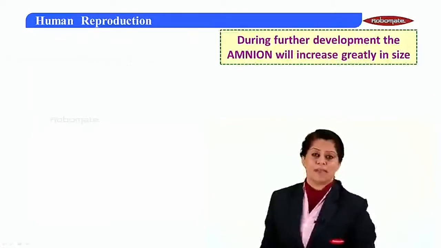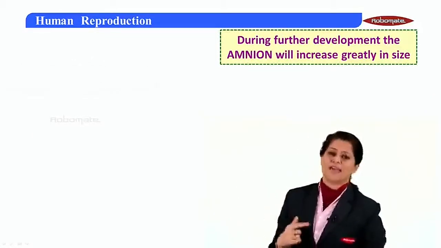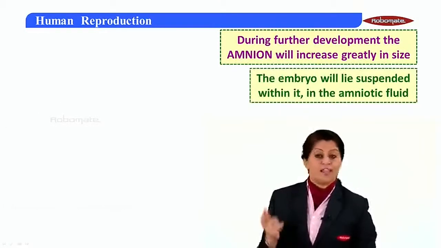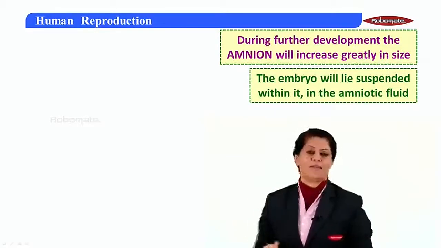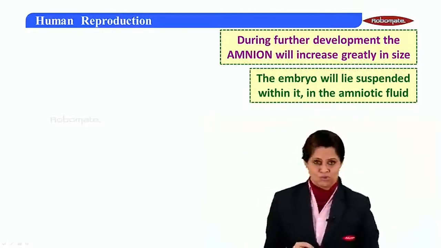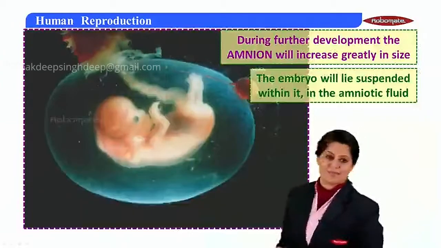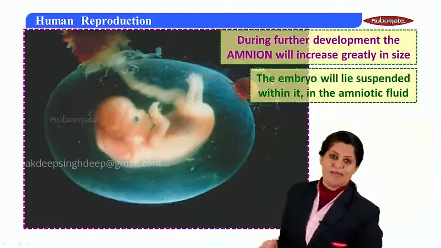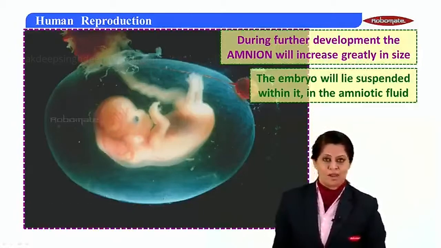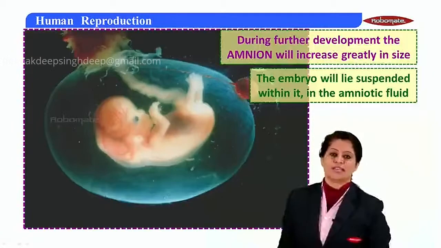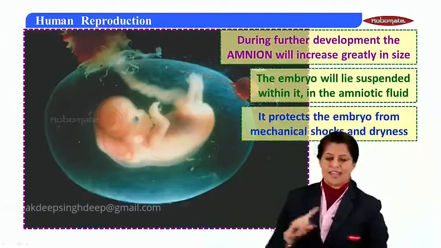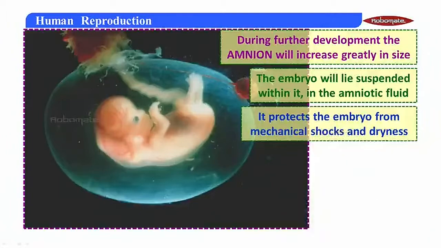During further development, the embryo will increase greatly in size, and the embryo or fetus will lie suspended in this amniotic cavity, which is filled with amniotic fluid, for the entire period of gestation, which is 9 months, students, somewhat like this. That's the amniotic sac filled with the amniotic fluid, and the fetus is floating in the amniotic fluid. Very important fluid, students, because it prevents any kind of mechanical shock and dryness. Any injury or mechanical shock is prevented by this fluid.